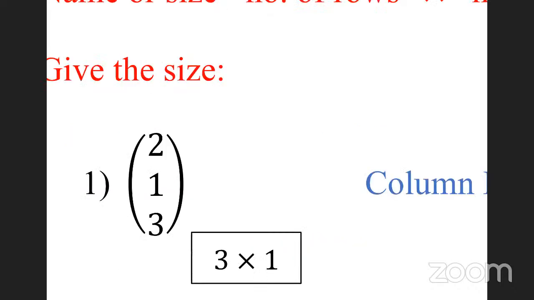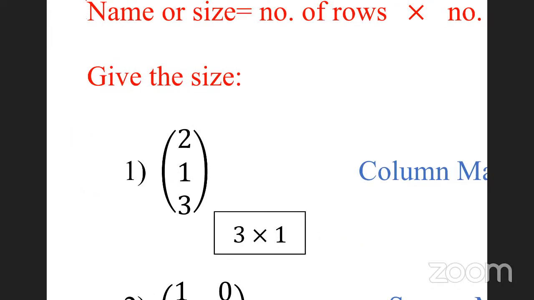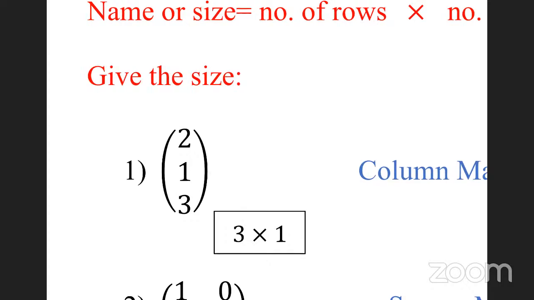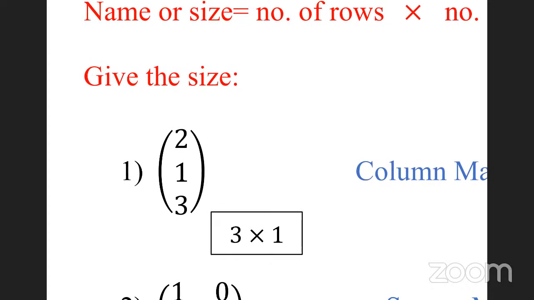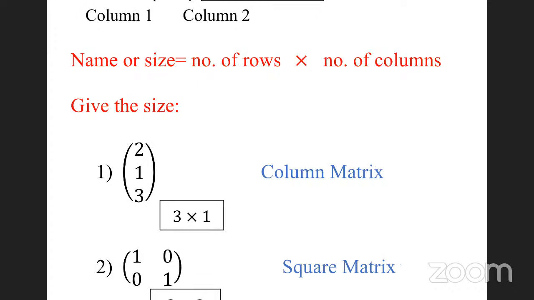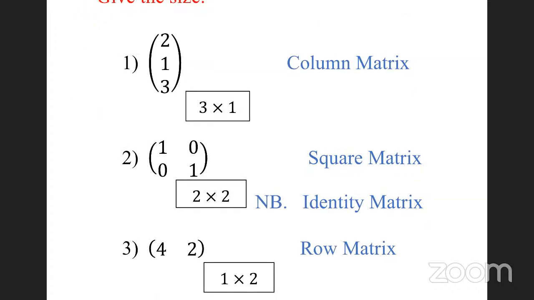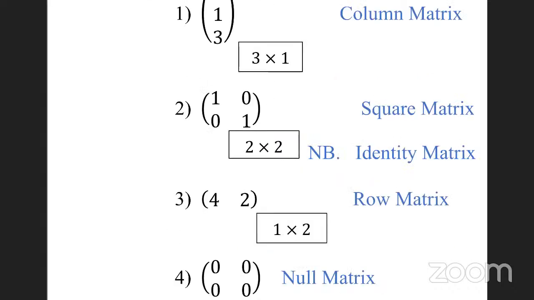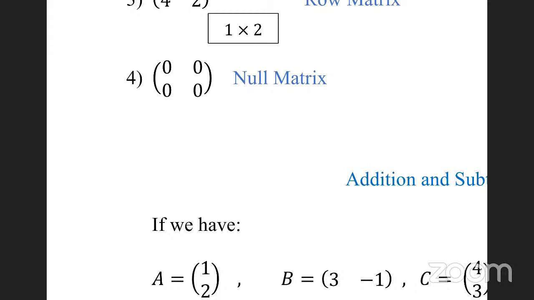So for example here, how many rows does this matrix have? 3 rows. Rows are horizontal, columns are vertical. So you have 3 rows, 2, 1, and 3, and 1 column. So this matrix is a 3 by 1. Always rows by columns. We have a column matrix, a square matrix, and a very important square matrix called the identity matrix, 1 0 0 1. You have a row matrix, null matrix.